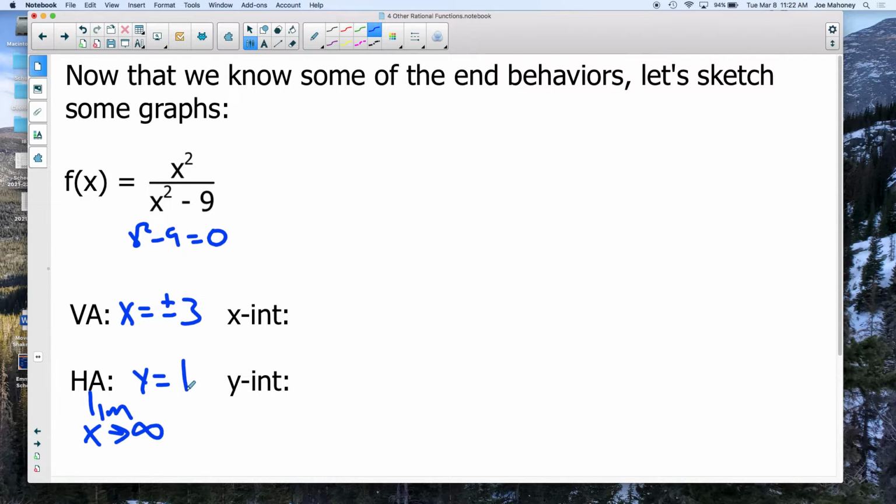Let's do our x and y intercept now. The x-intercept occurs where the y value is 0. The y value is 0 where the numerator is equal to 0. So it's where x squared is equal to 0.